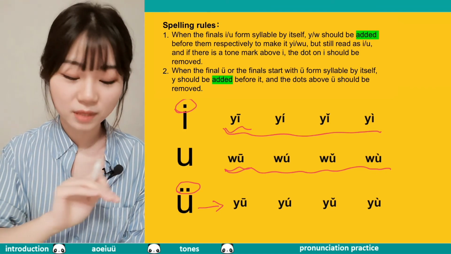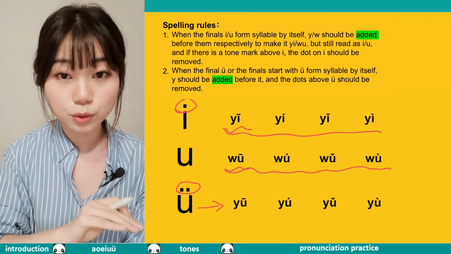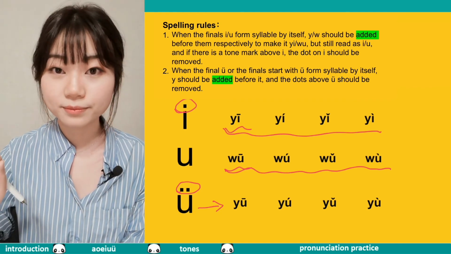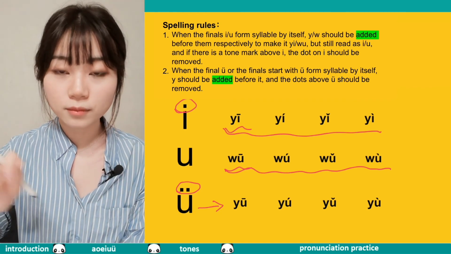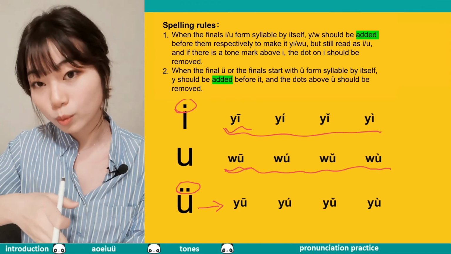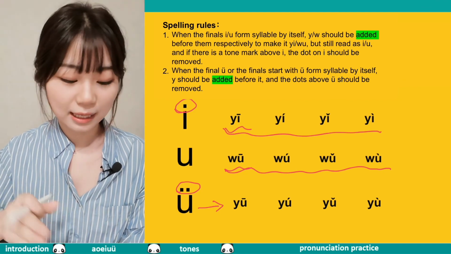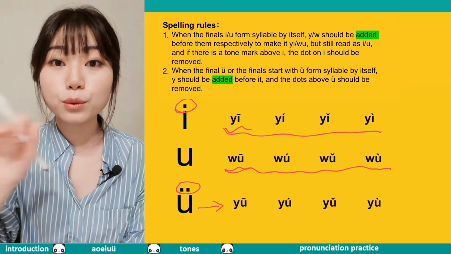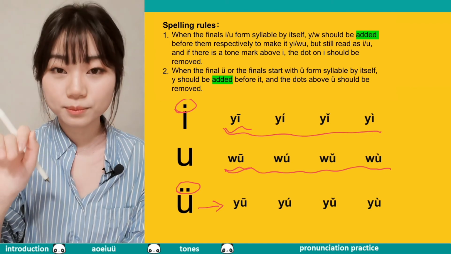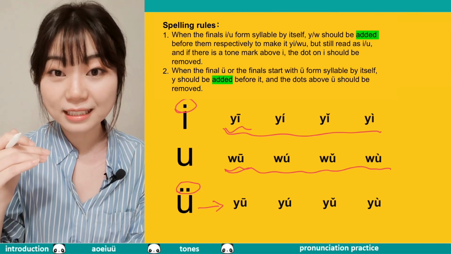And the third tone, from 2 to 1 to 4, wu. And the fourth tone, wu. And the next, yu. Okay, do you remember how to pronounce yu correctly?